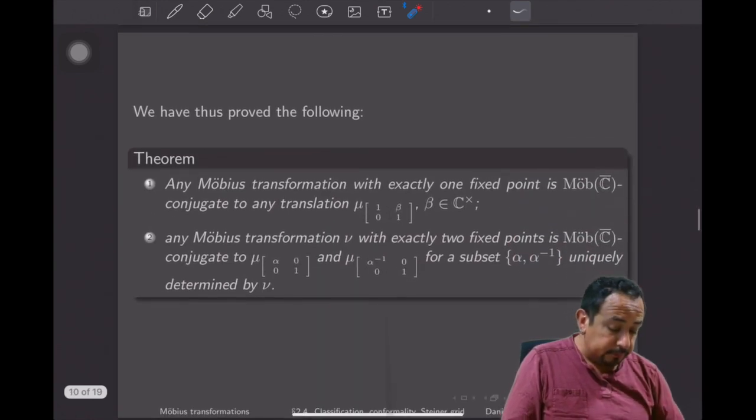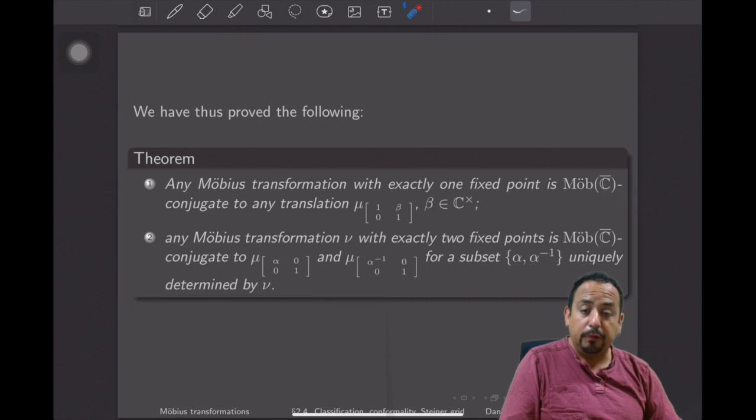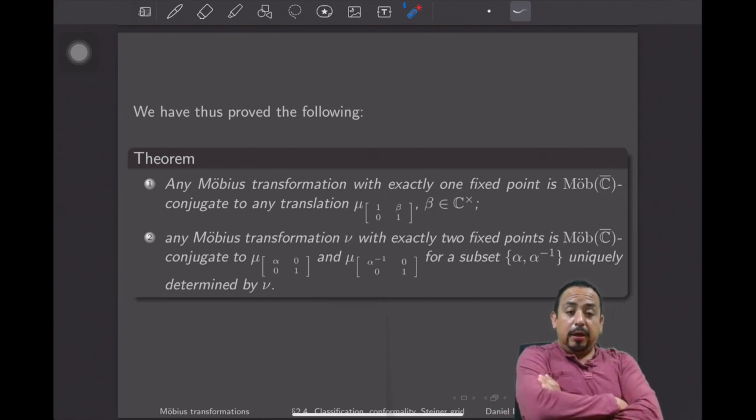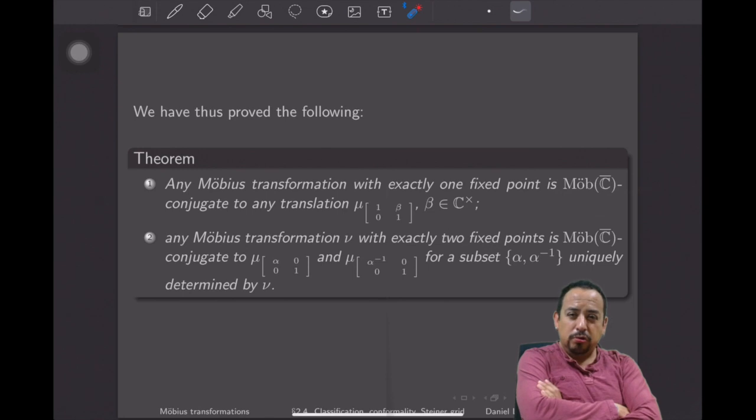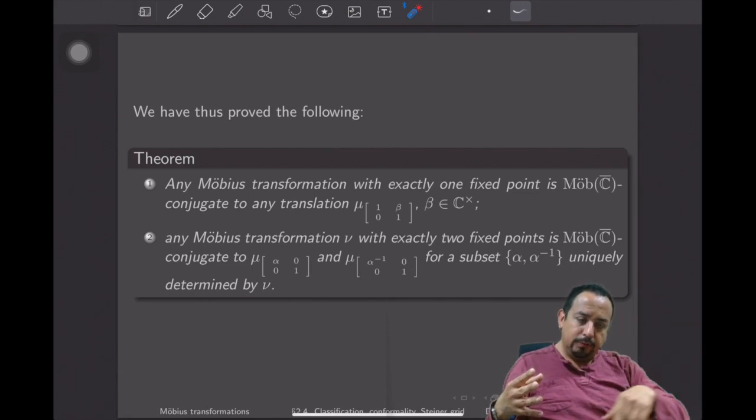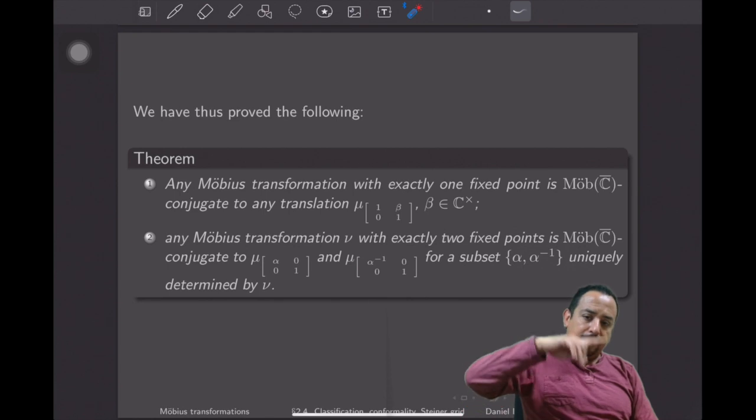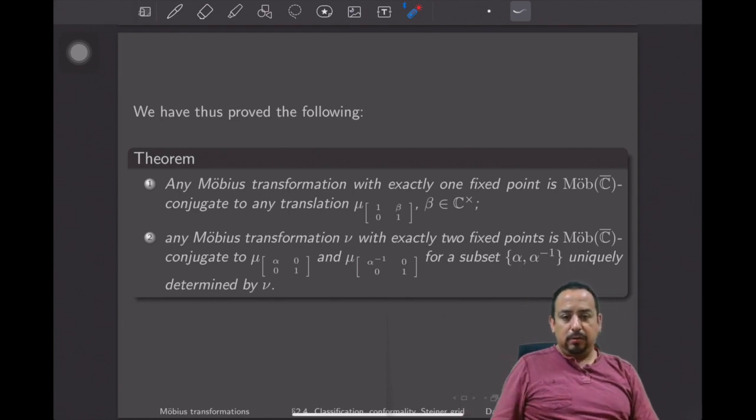Okay, so what have we proved? We have proved that any two Möbius transformations with exactly one fixed point are conjugate, and they are all conjugate to any translation by a non-zero vector. Right? So all Möbius transformations with exactly one fixed point form a single conjugacy class in the Möbius group.